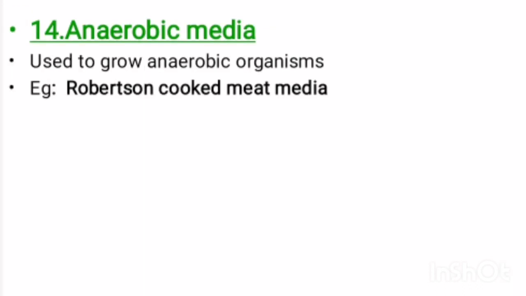Then we can move to the last type of media, that is anaerobic media. It is a media used to grow anaerobic organisms. Example, Robertson cooked meat media.